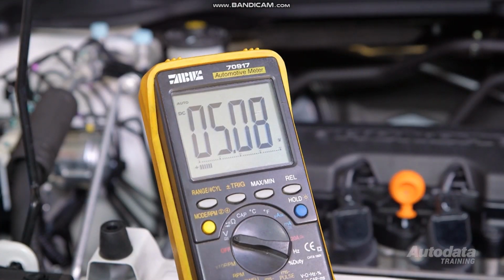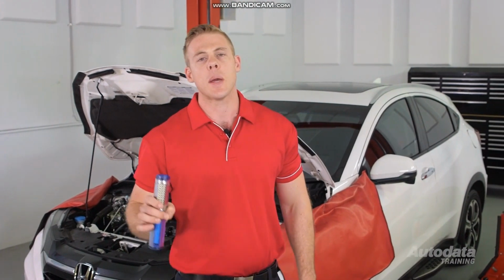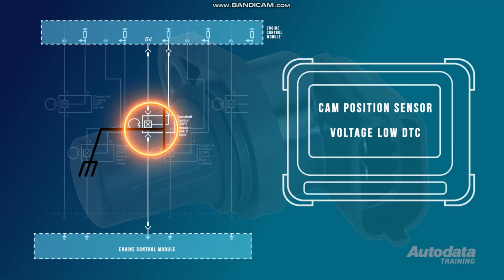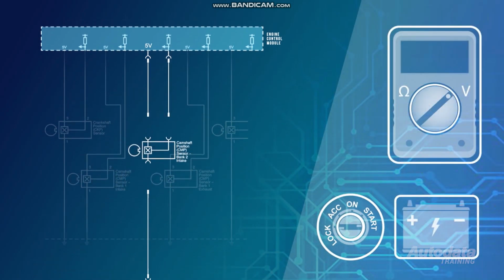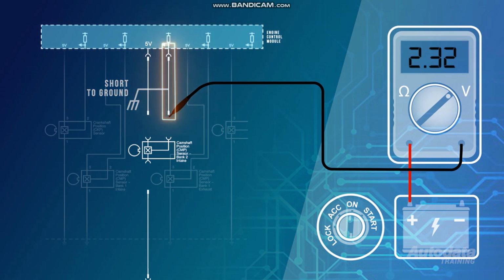If all these voltages were correct, the only possible fault would be the camshaft position sensor. But if these results were incorrect, here are the steps needed to successfully diagnose a voltage low and performance DTC. A short to ground in a pull-up circuit will result in a voltage low code. Turn the ignition off and disconnect the affected cam position sensor harness connector. Place the red lead on battery positive and the black on the signal terminal. Turn the ignition on and watch the meter. Any voltage displayed will confirm a short to ground in the signal circuit.